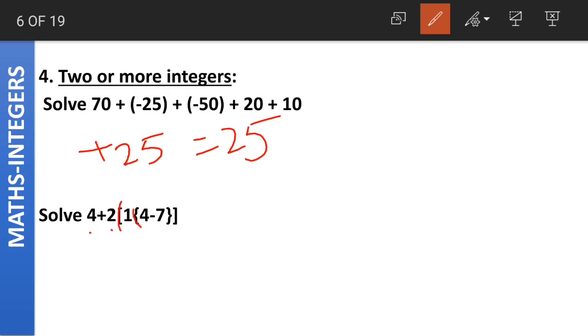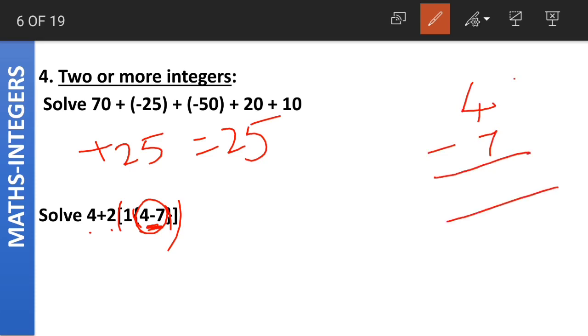Again we have the confusion of brackets here. What should we do when we have such brackets? Go to the innermost bracket, which is this 4 minus 7. How do we solve 4 minus 7?